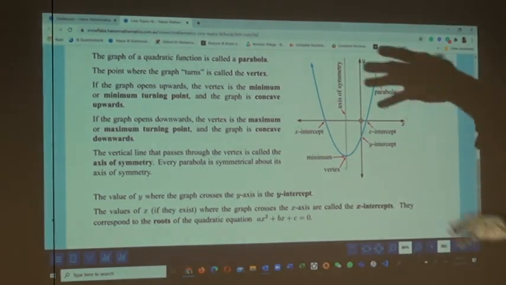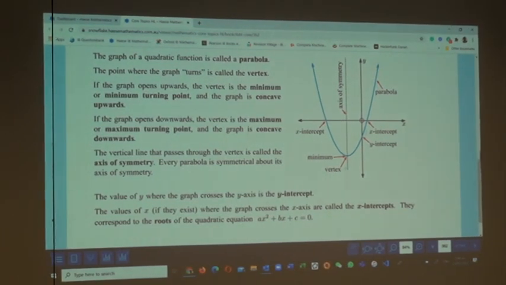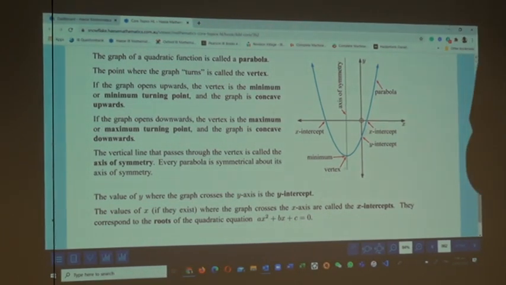I actually got it from here as well. So rather than copying, just stick that into your notes and go to Edmodo, start your investigation. That's all about quadratics for today. See you next week.